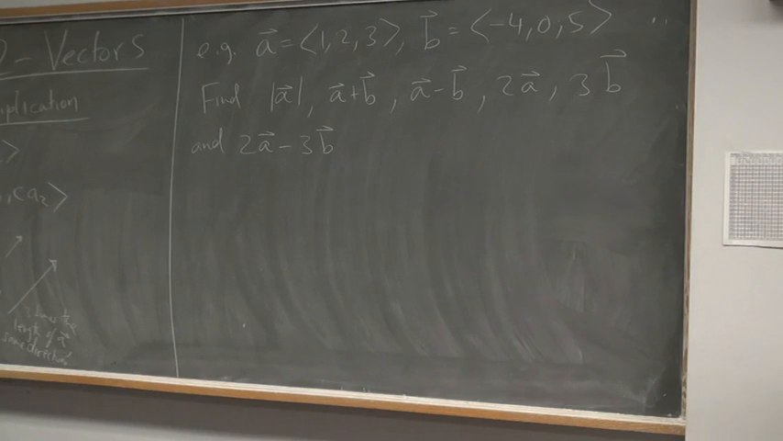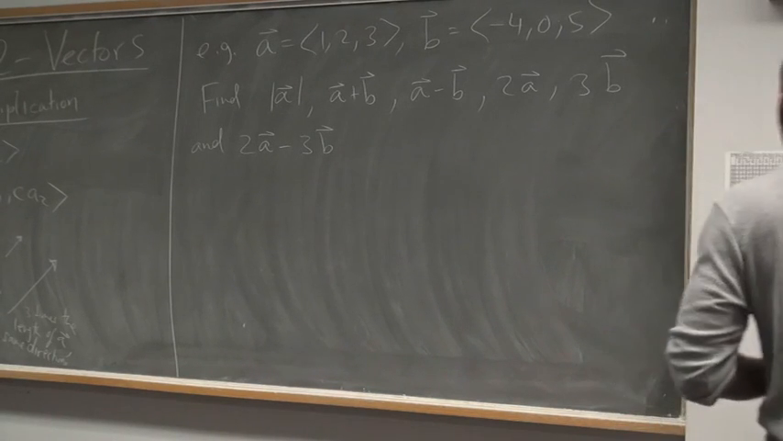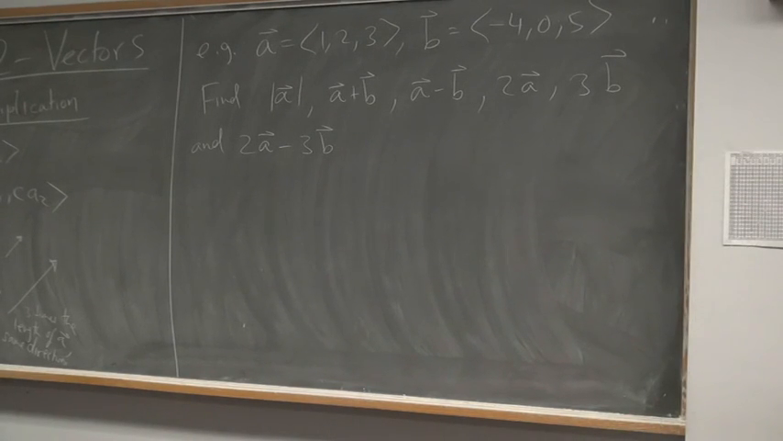A is the vector 1, 2, 3. B is the vector -4, 0, 5. And I want you to find the magnitude of A plus B, A minus B, 2A, 3B, and then 2A minus 3B.